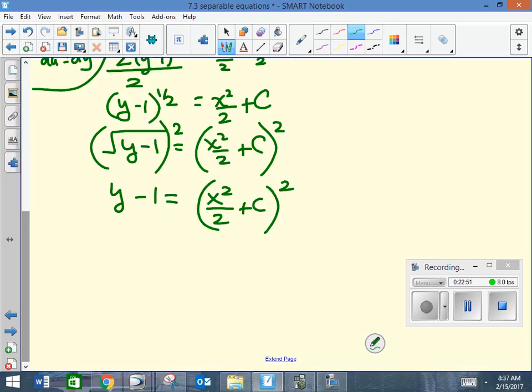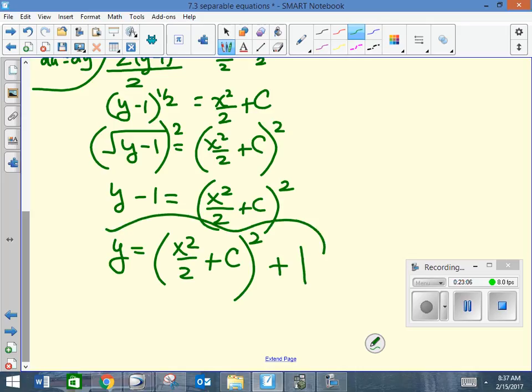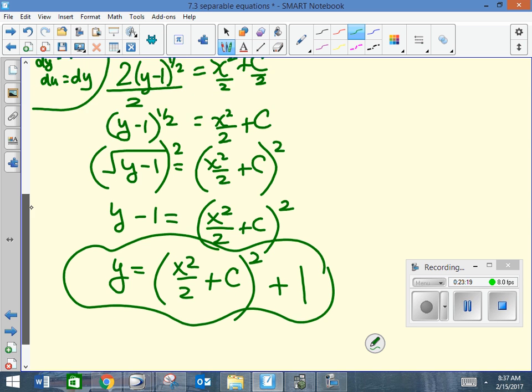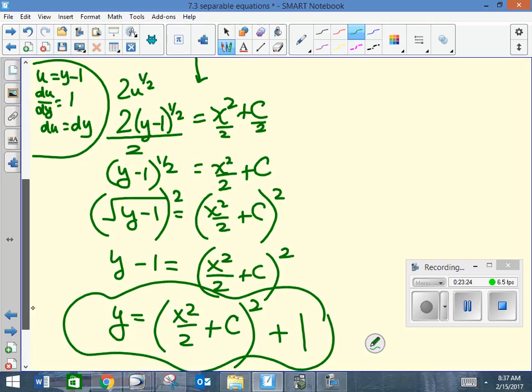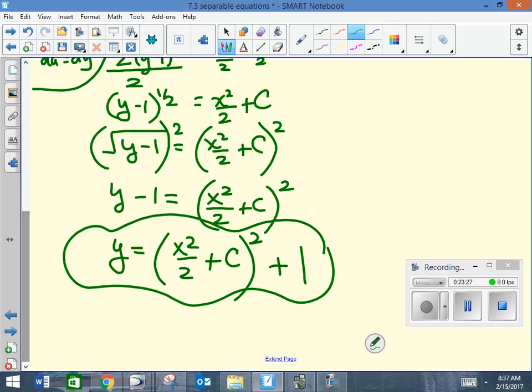We cannot square individually. That's not how squaring works. We FOIL that square. Okay, so what's y? That's 1. That's your general solution. Do not just multiply that out and get c to the second. No, just leave it just like that. Okay? This was just general, right?